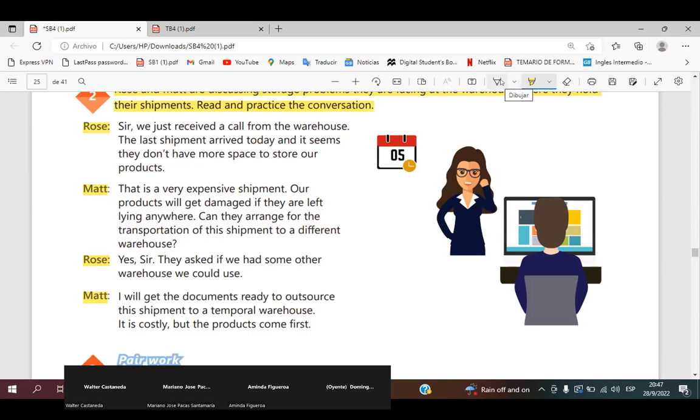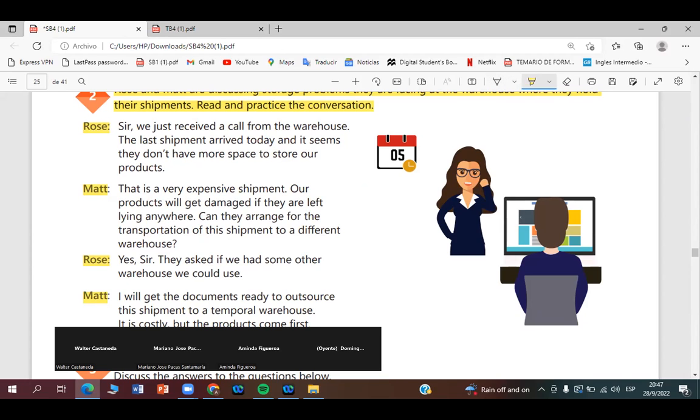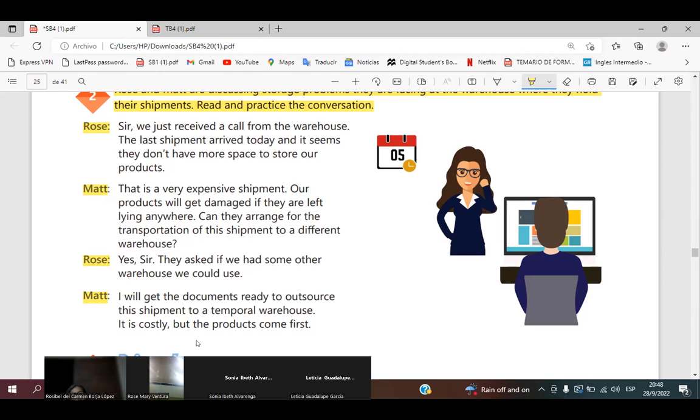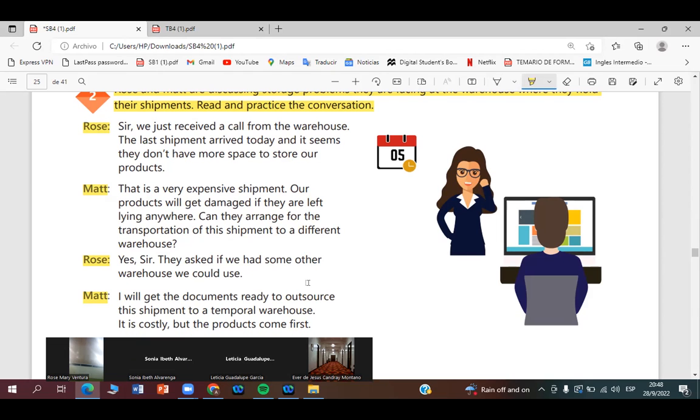If you notice the conversation, they are talking about warehouse problems, right? They have a warehouse full, so they have some problems about it. That's why they take some actions in order to get the problem solved, right?